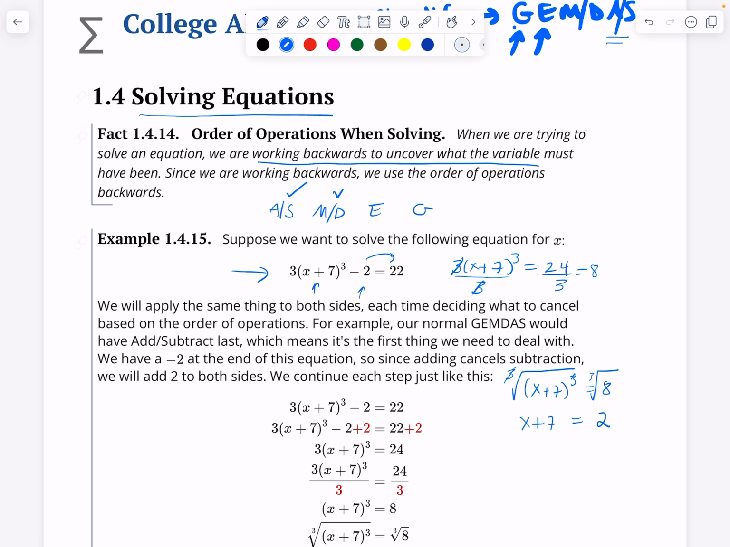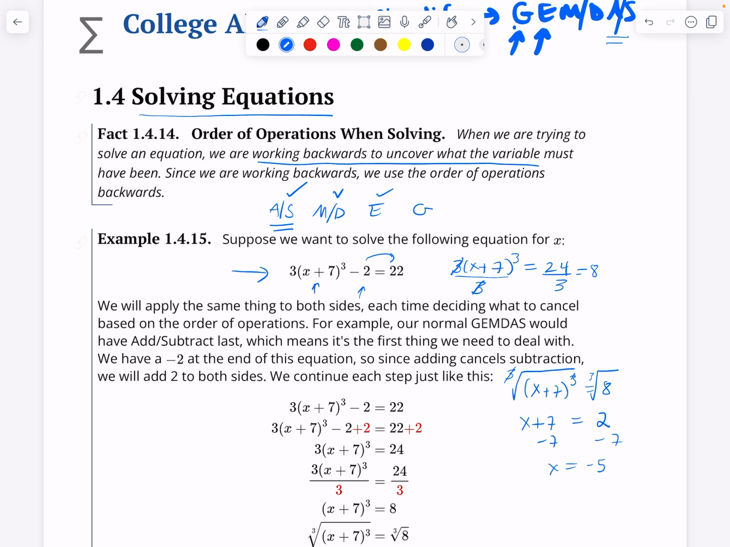Now we're going to apply those rules again that we just did, inside of this group, which is inside that cube, which we now have isolated by taking the cube root. So we would go back to undoing the addition and subtraction. So we're going to subtract 7, and we get x equals -5.